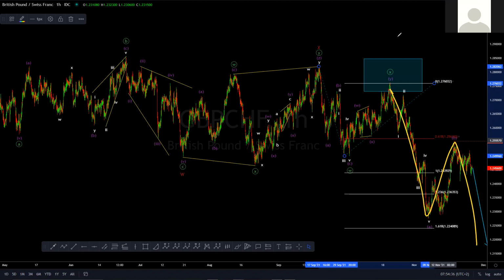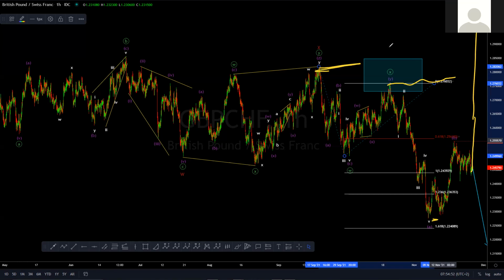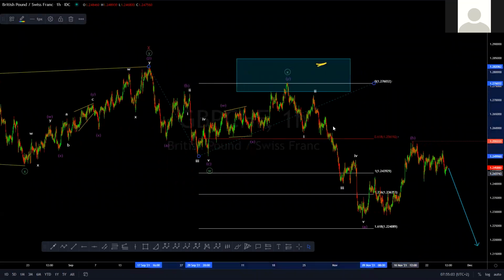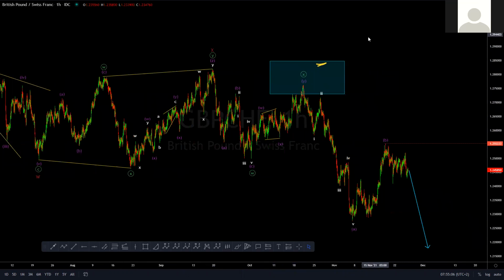So for this view to hold, we need to see price coming lower, breaking below this low. For the other view, in other words, where Y is completed here, we need to see price going higher, breaking above this peak here and continuing higher. More importantly, above the peak of the connector, X in red there. Okay, so those are the two possibilities on pound Swiss franc. And our members already know which one of these two possibilities is likely going to happen on the basis of a set of rules and guidelines which we have, in addition to the rules and guidelines which Mr. Elliott himself has enacted.